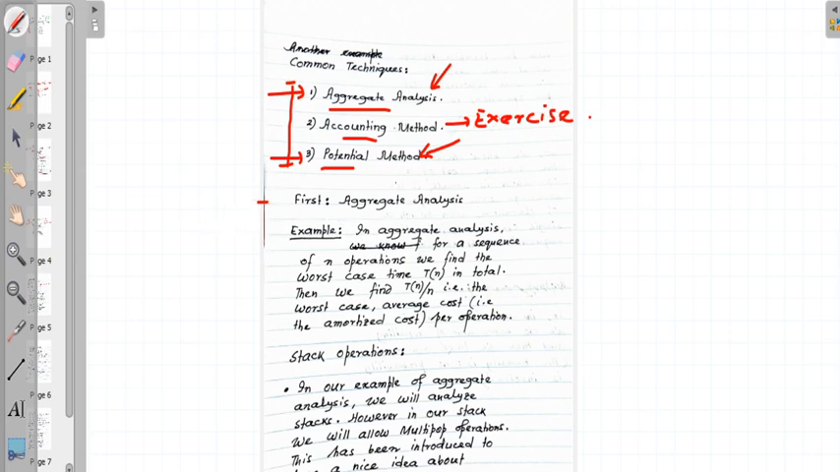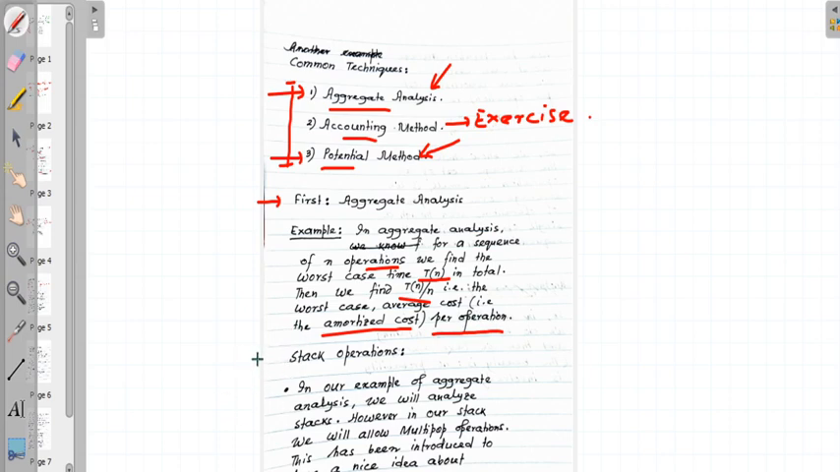So the first method is aggregate analysis. Here, for a sequence of n operations, we find the worst case time Tn in total, as with the previous code fragment example we have done. Then we find Tn by n, that is the worst case average cost, which we call the amortized cost per operation.